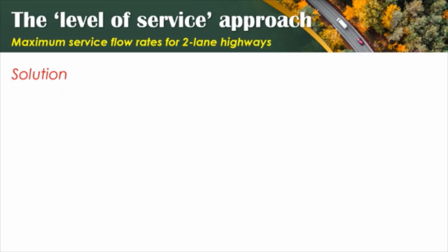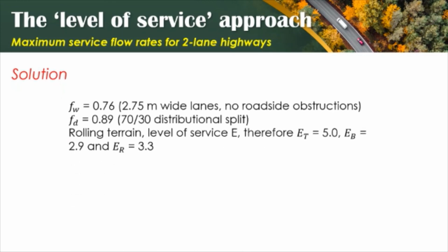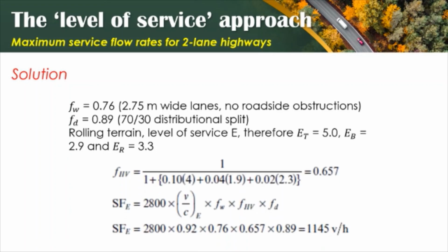Since the road is operating at capacity, the level of service is assumed to be E. F sub W is 0.76, F sub D is 0.89. Since the problem has rolling terrain, the level of service E therefore is for trucks 5.0, for buses 2.9, and for recreational vehicles is 3.3. So F sub HB is 0.657. Therefore, given this formula, we can obtain 1,145 V per H.